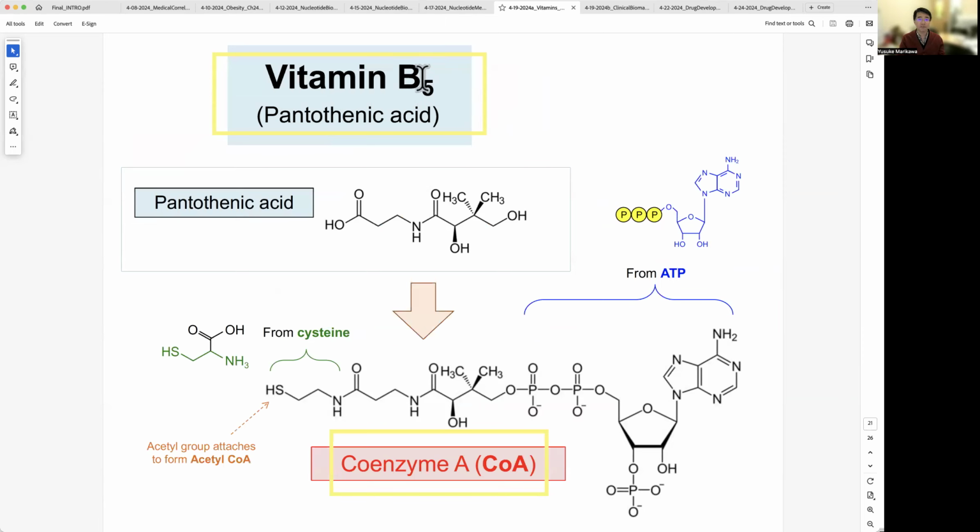Also, vitamin B5. This one, please remember the chemical name of this B5: pantothenic acid. B5, pantothenic acid, and it's a precursor of coenzyme A. There are yellow boxes that you need to know: vitamin B5, pantothenic acid, coenzyme A.